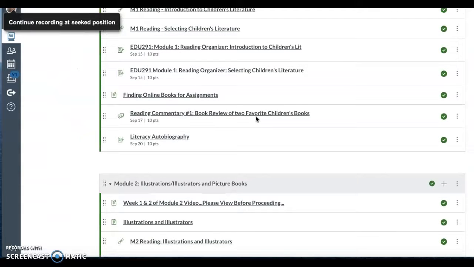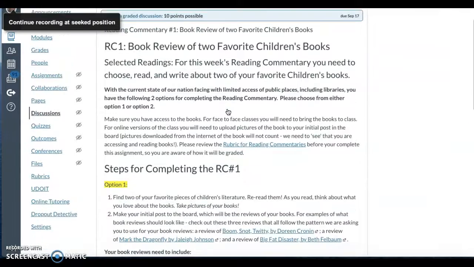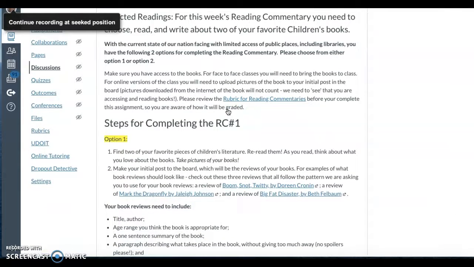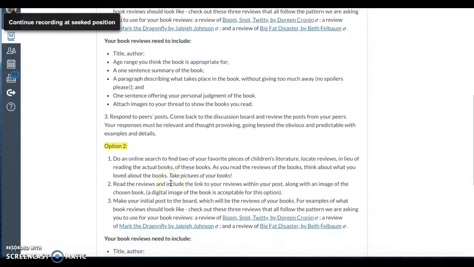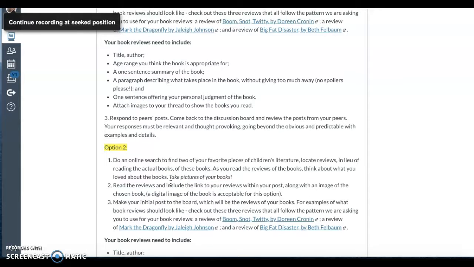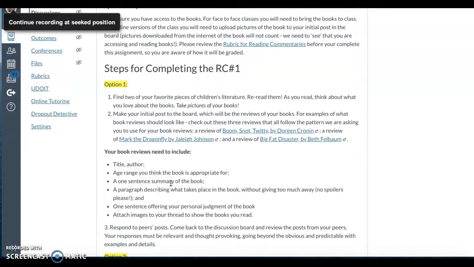Okay, the next thing we have to do this week is our first reading commentary. This is similar to what we call a discussion board. Reading commentaries this week do allow you to have two options. Option number 1 and 2 are very similar. The only difference is that option 1 asks you to go to the library or actually obtain the book in hand in some way. And option number 2 has you do an online search of the book. So I will do a quick overview of option 1 and 2. So, steps for completing this RC.